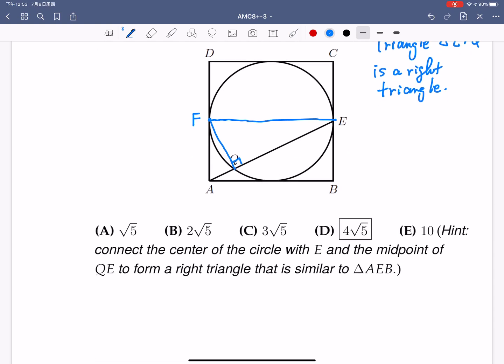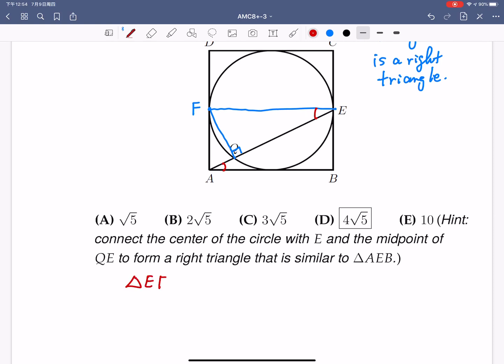Okay, so then we have the following observation. Since the angle here, FEA, and the angle EAB are alternate angles, so these 2 angles are the same. As a result, triangle EFQ, so there's a Q here, this is the Q, is similar to triangle AEB.